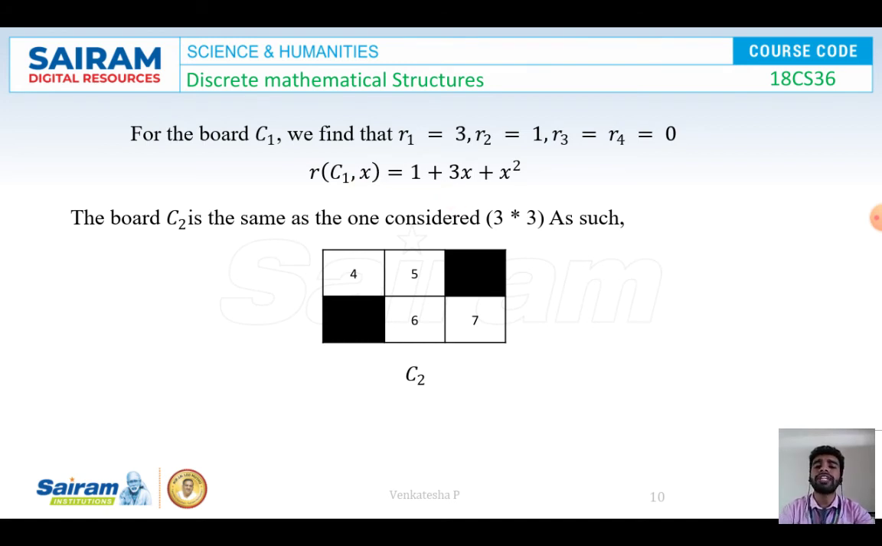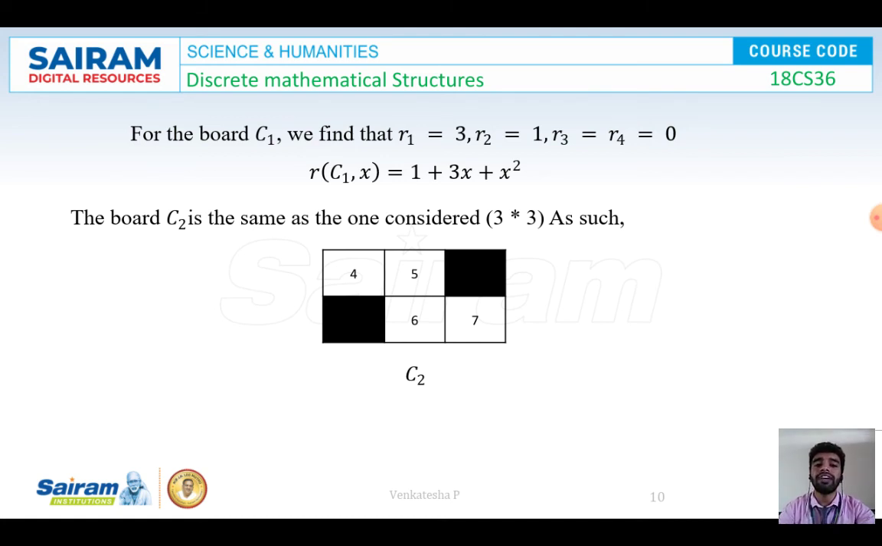So now the board C2 is a 2 cross 3 board. It contains 4 empty squares, so I will have the value of R1 equal to 4 here. Now I want to make 2 non-capturing rooks. I will get 4 comma 6 is 1 way, 4 comma 7, 5 comma 7. So therefore the value of R2 will be equal to 3. Here we have to observe that since it is 2 cross 3, we cannot find 3 non-capturing rooks. So the value of R3 will be equal to 0 here.